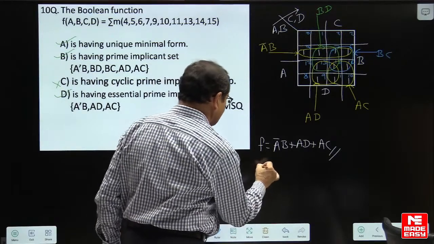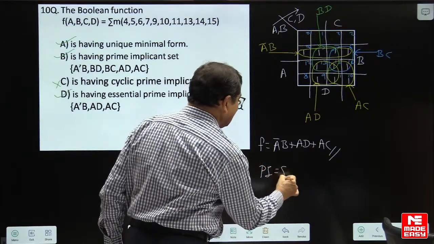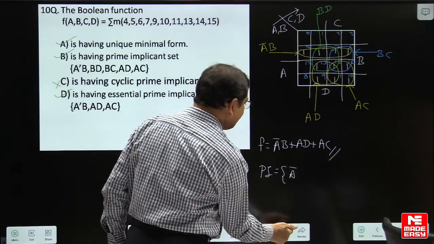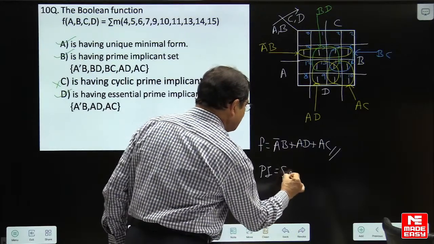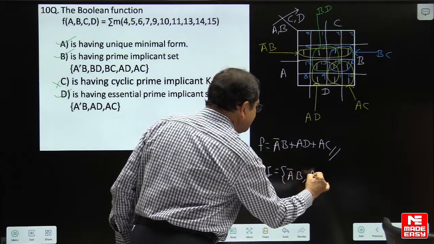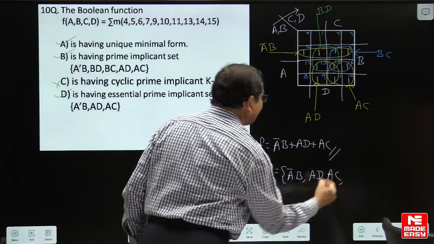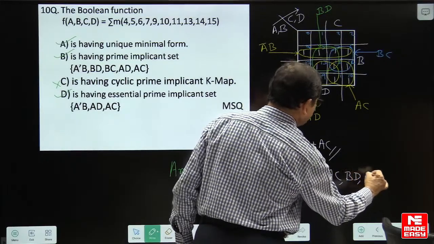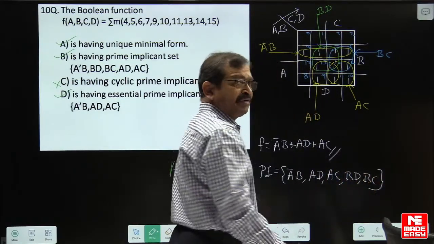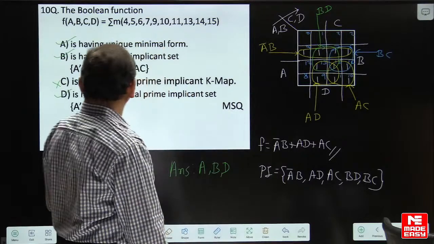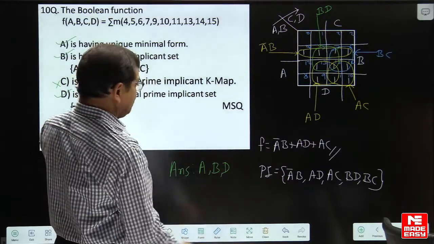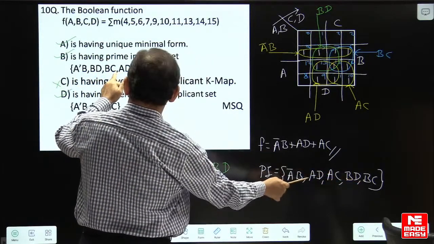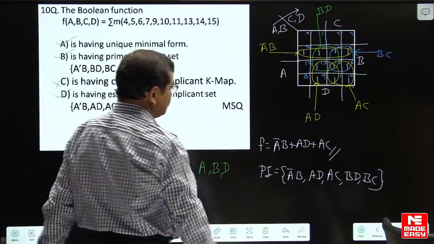The prime implicant set we are having as A complement B, AD, AC, BD, BC. Apart from this, are you having any other prime implicant? Definitely the answer is no. So A complement B, BD, BC, AD, AC. So option B is also right.